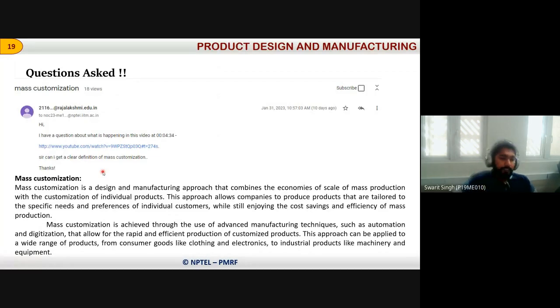So mass customization is achieved through the use of advanced manufacturing techniques such as automation and digitization that allow for the rapid and efficient production of customized products. This approach can be applied to a wide range of products, from consumer goods like clothing and electronics to industrial products like machinery and equipment. Okay, so mass customization is now in the market. The firms are producing components in masses, but in a customized manner, as per the need. So this is what mass customization is called.